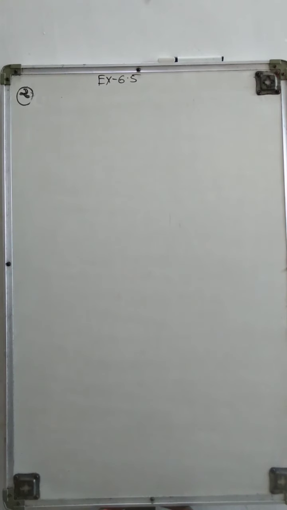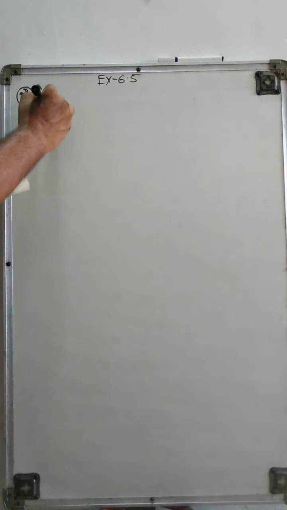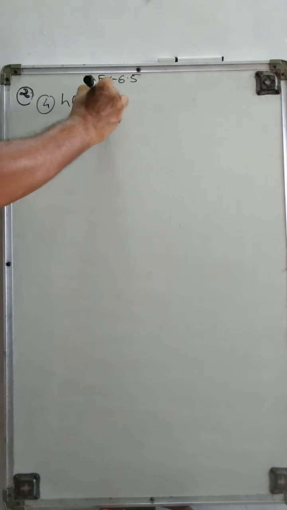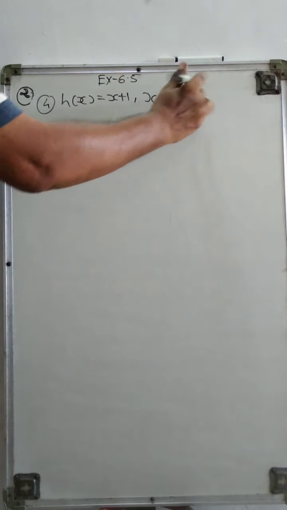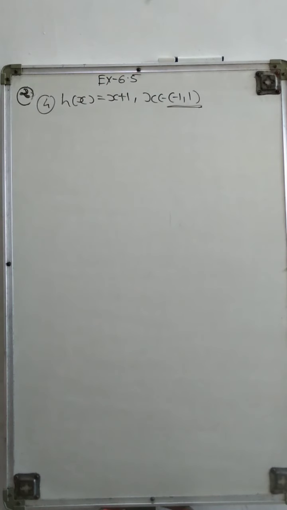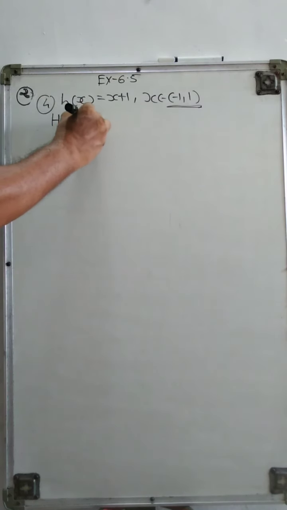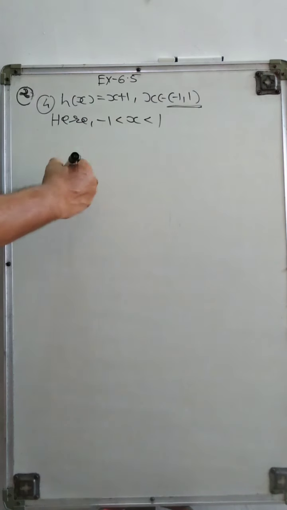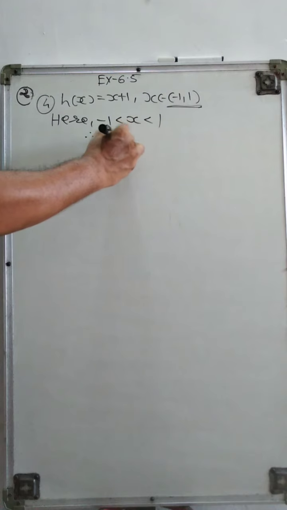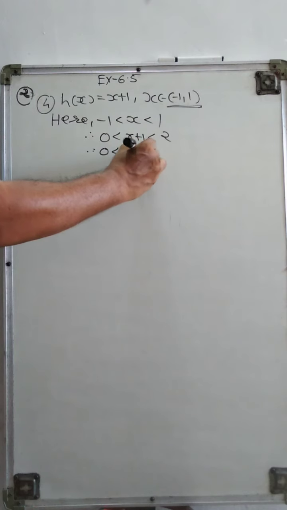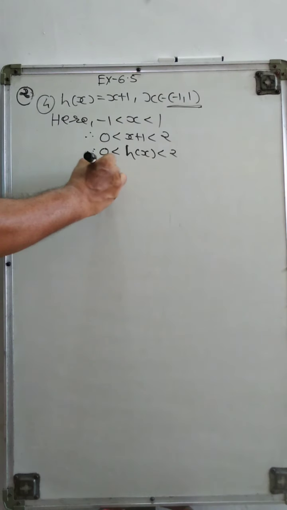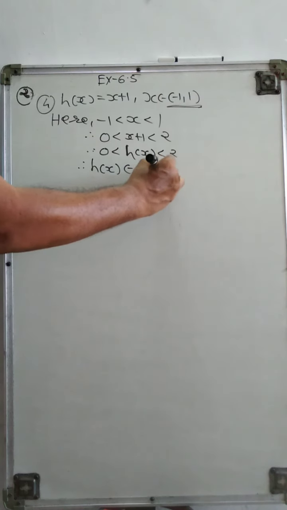Okay, next, fourth: f(x) is equal to x plus 1, x belongs to (minus 1, 1). Here you remember that this is an open interval, so directly we cannot put any value here, but then also we can find some result. So here minus 1 is less than x, which is less than 1. Therefore, adding 1 on both sides, 0 is less than x plus 1, which is less than 2. It means 0 is less than h(x), which is less than 2, meaning h(x) belongs to (0, 2).